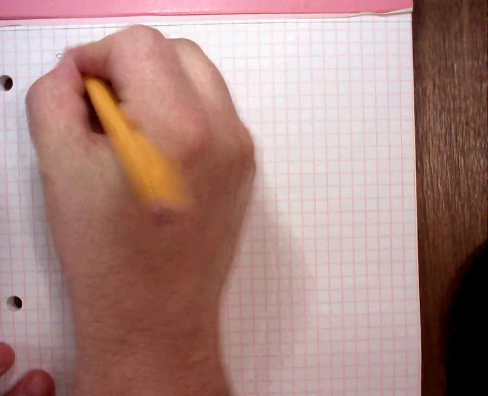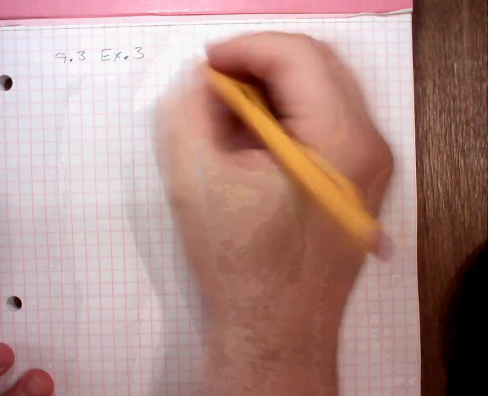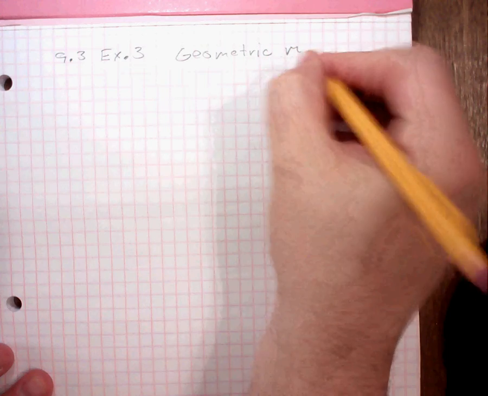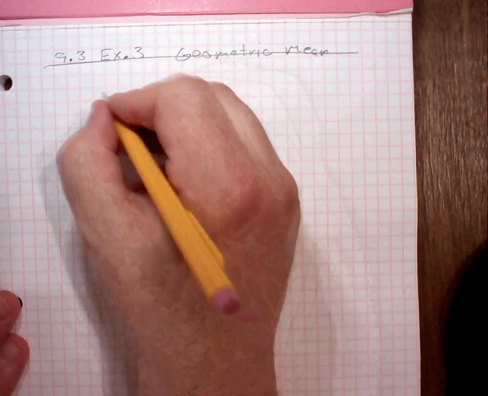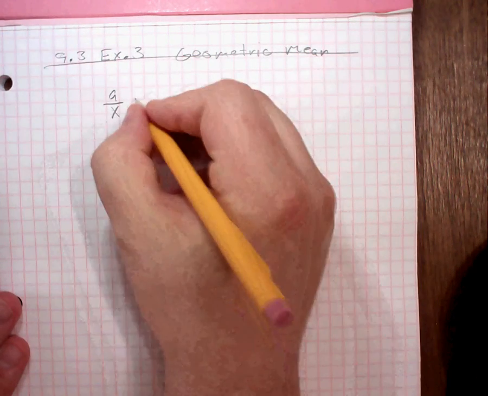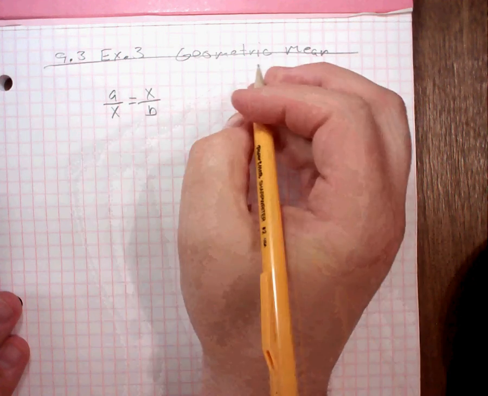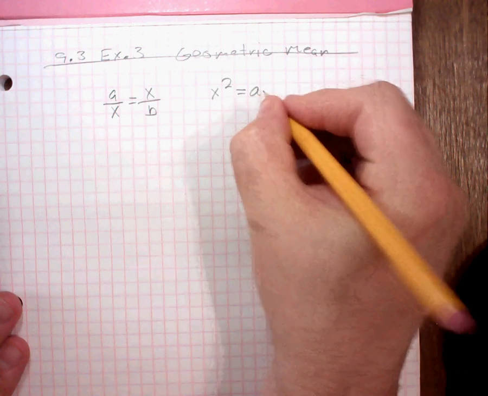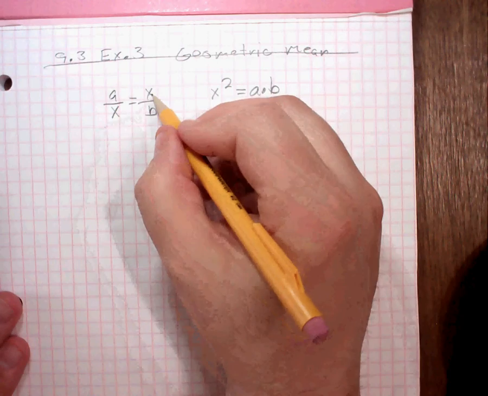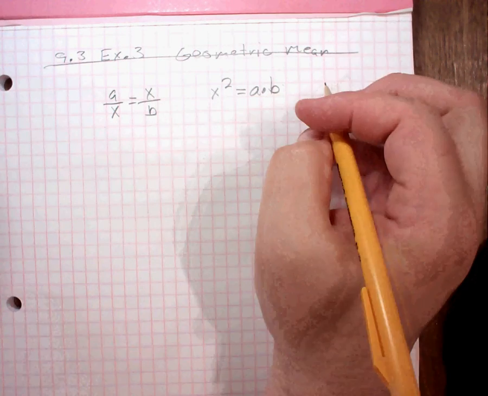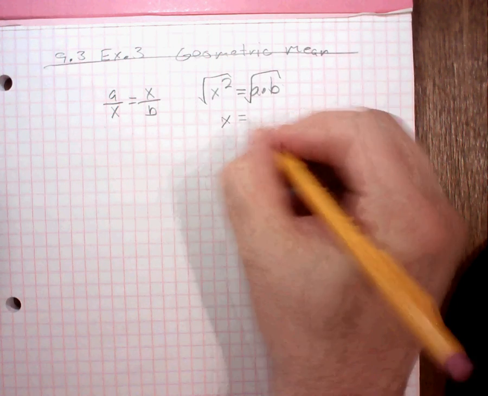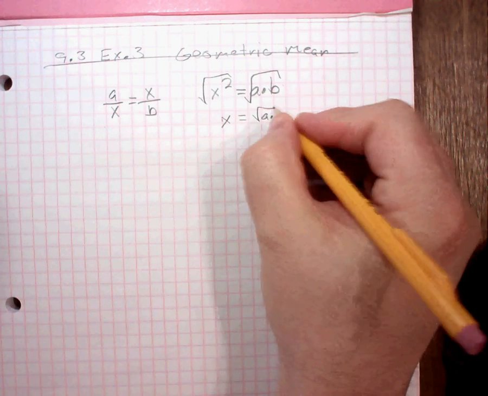So for example number 3, we're going to talk about something called a geometric mean. A geometric mean is basically if I have a proportion a over x is equal to x over b. To solve this, I would cross multiply, which would give me x squared, which equals a times b, because it'll be x times x. If I want to solve for x, I would take the square root of both sides, and that would mean x is equal to the square root of a b.